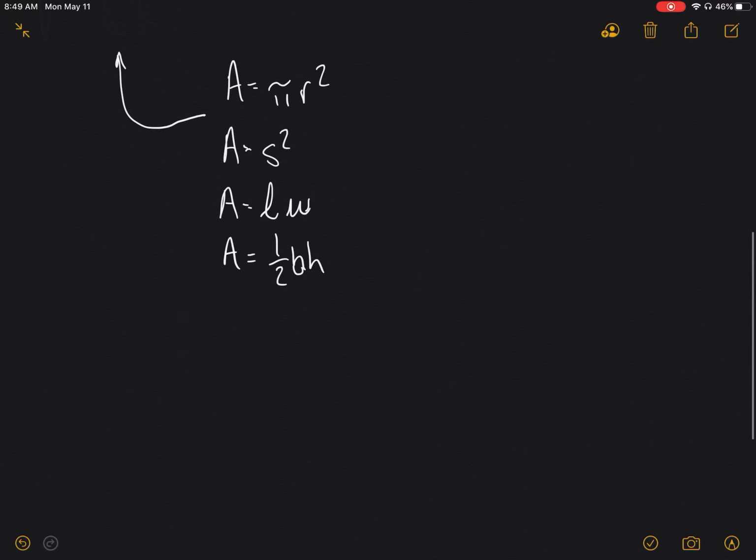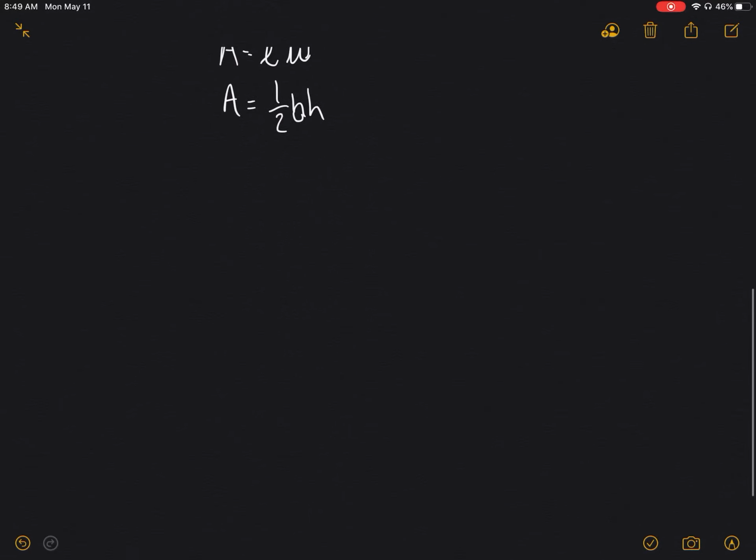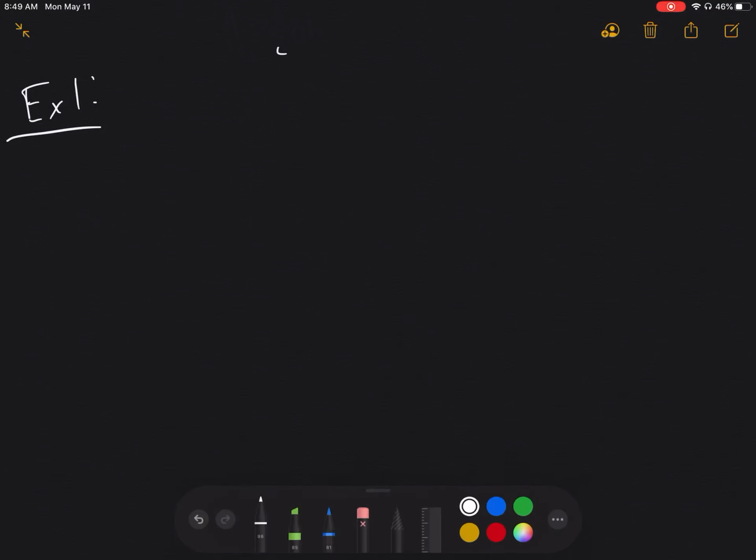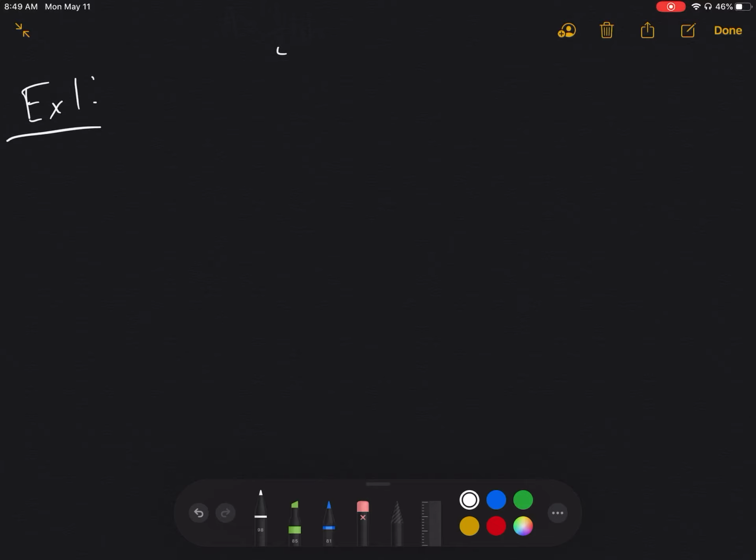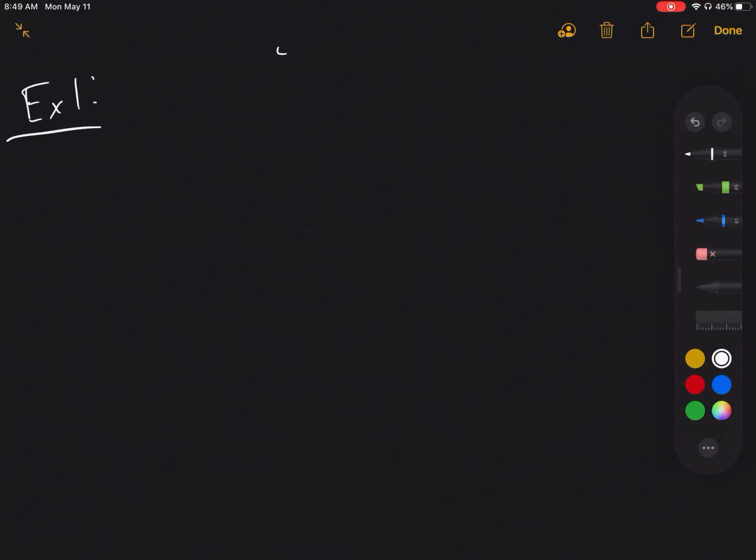So I think the easiest way to go about this is to look at an example. So let's look at example 1. Example 1 is a triangular prism. So a triangular prism, we'll see how I can draw this.